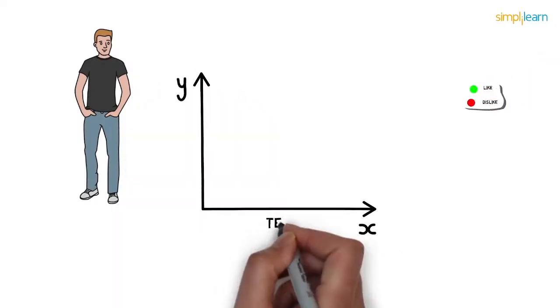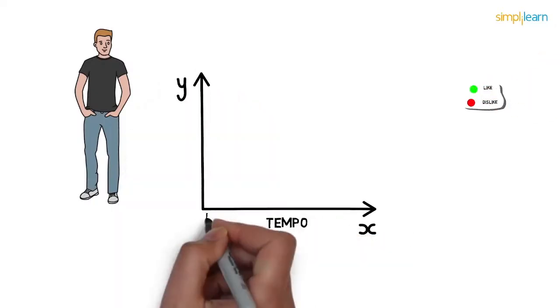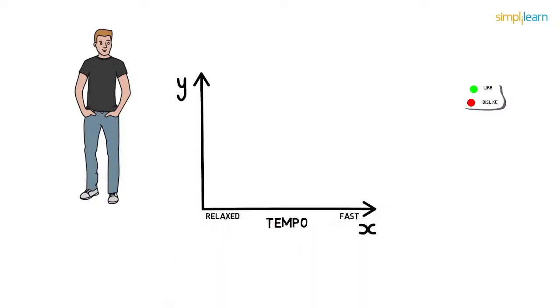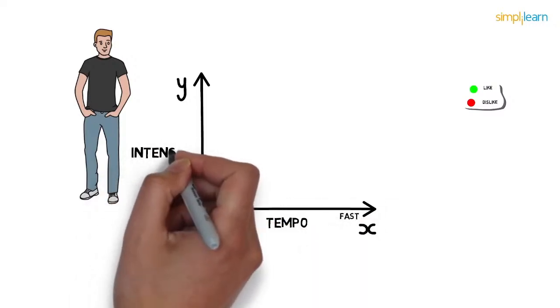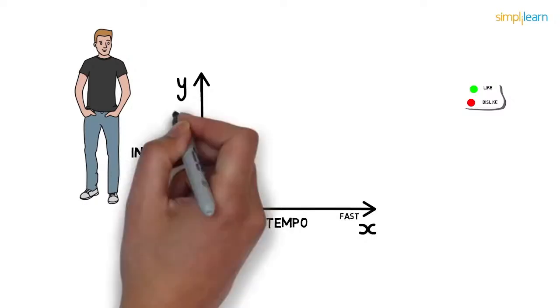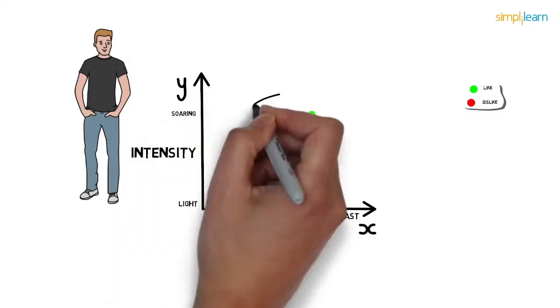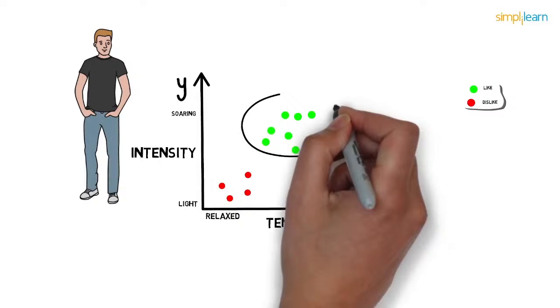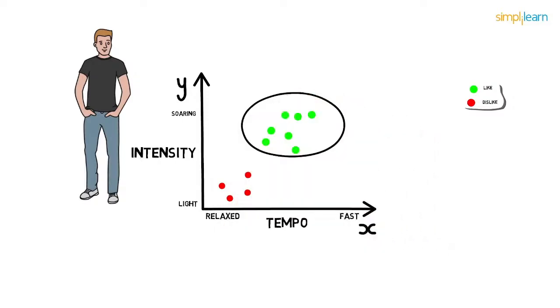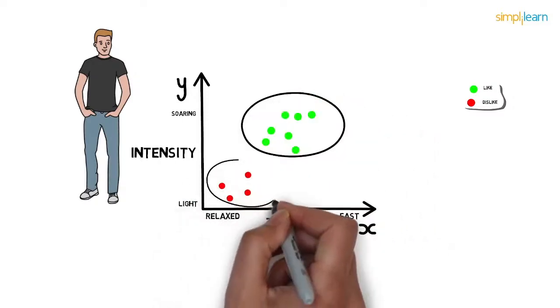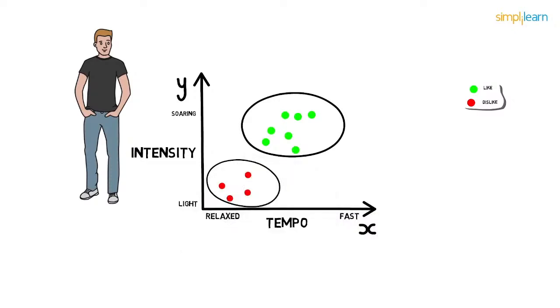So here, tempo is on the x-axis, ranging from relaxed to fast, whereas intensity is on the y-axis, ranging from light to soaring. We see that Paul likes the song with fast tempo and soaring intensity, while he dislikes the song with relaxed tempo and light intensity. So now we know Paul's choices.